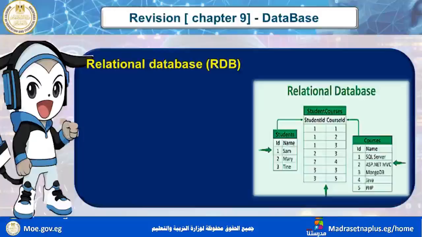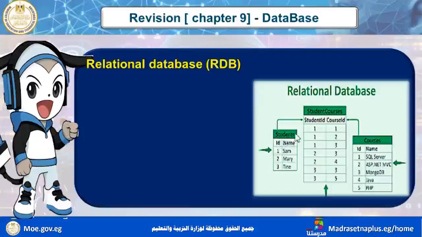Let's check the relational database or RDBMS. Here we see an example of three tables: students, student courses, and courses. We have here a student ID, and the student ID is repeated here in student courses because we use these fields to connect these tables together. So these tables are connected through the ID field.